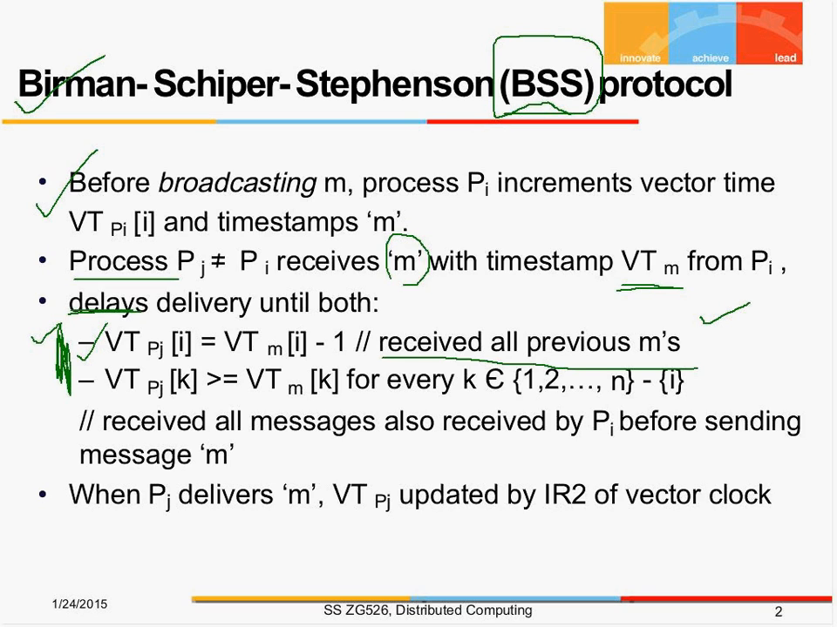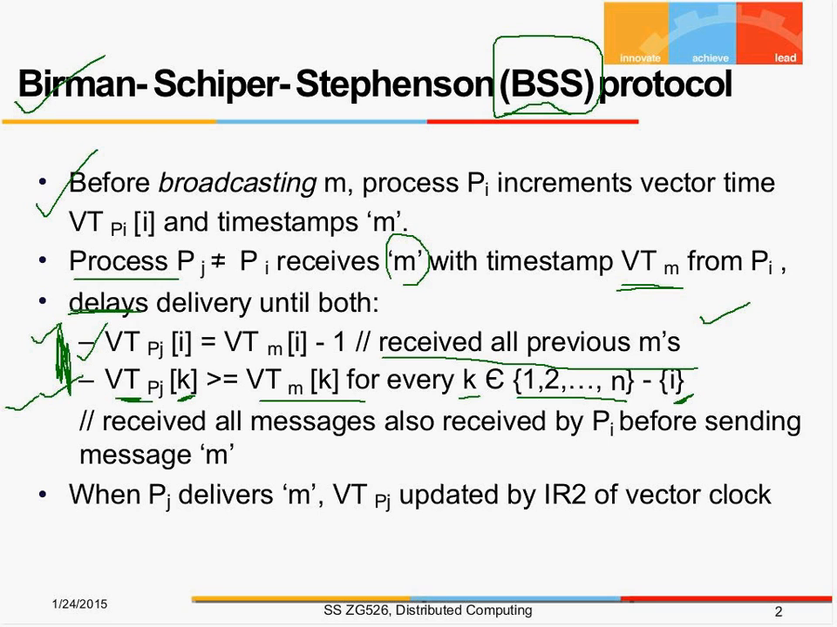Similarly, you have one more rule: VTPJK, leaving the index I, that is nothing but the sender's index, the other values of this vector clock, that is all the k's, because k is from 1 to n, leaving I. You can see on the right hand side, VTPJK must be greater than or equal to VTMK for every k. So this is again the second clause or second rule.